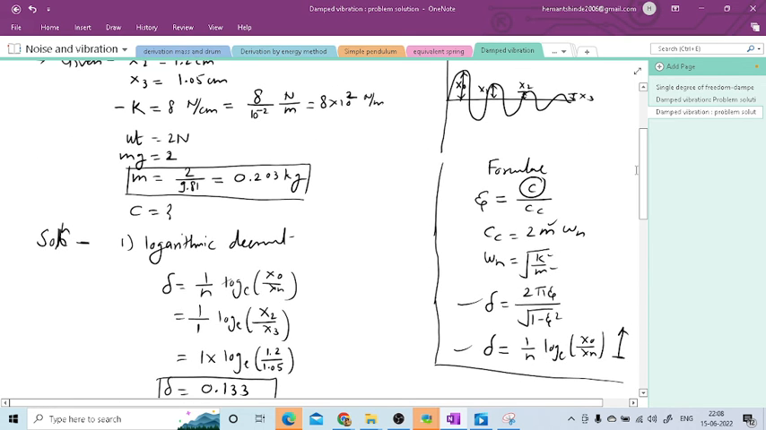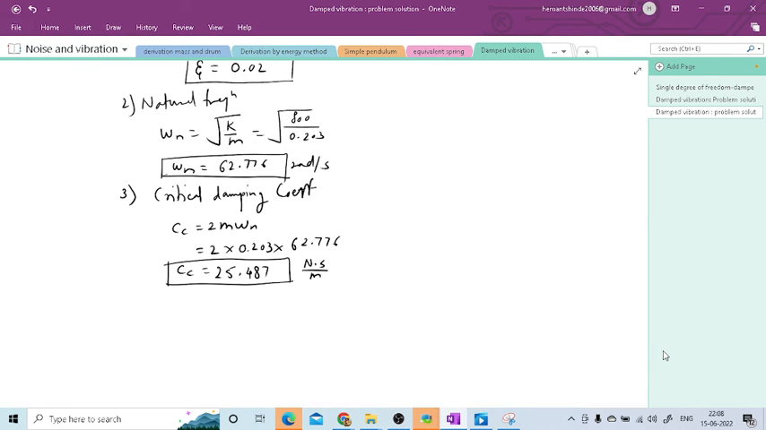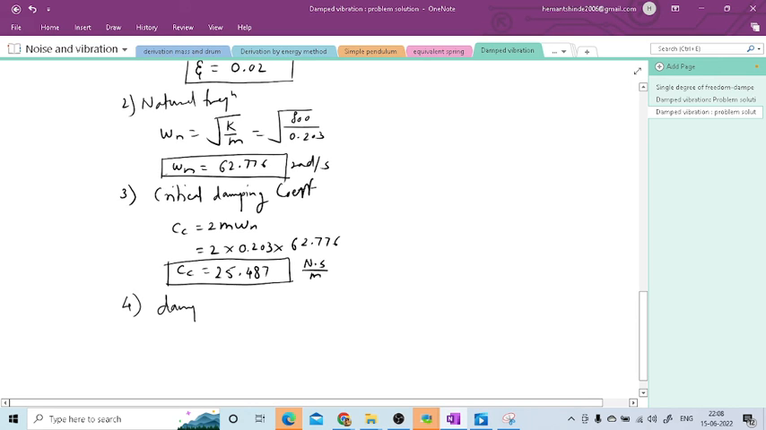Okay, so we have the value of Cc. Now we'll go here. We have solved with delta. From that we got zeta. Then we have solved for omega n. By putting the omega n, we got the Cc. Now the final answer that they have asked, that we have to find the C. C means damping coefficient, and for that we are going to use the formula of zeta. So damping factor zeta is equal to C by Cc.